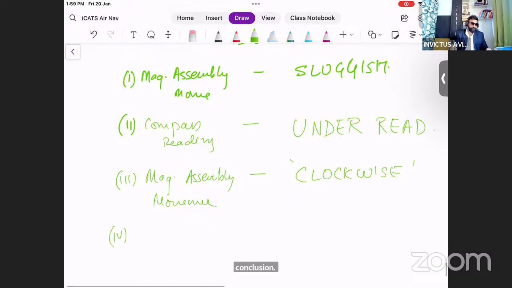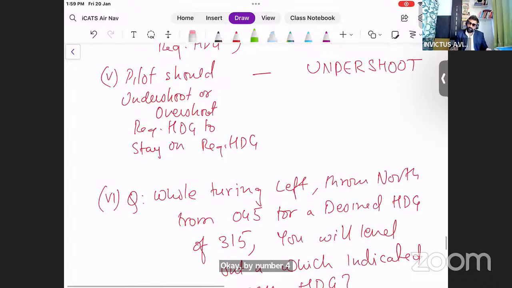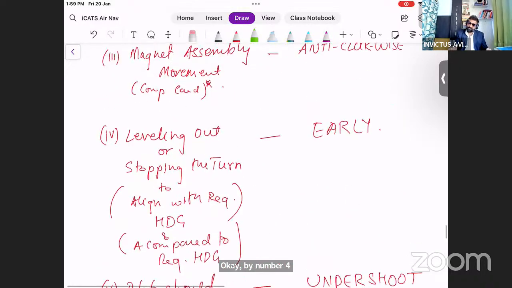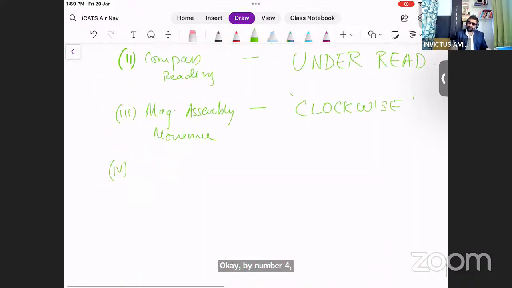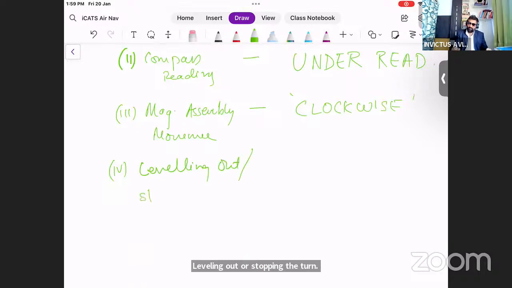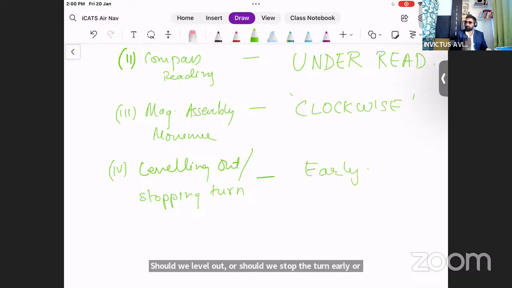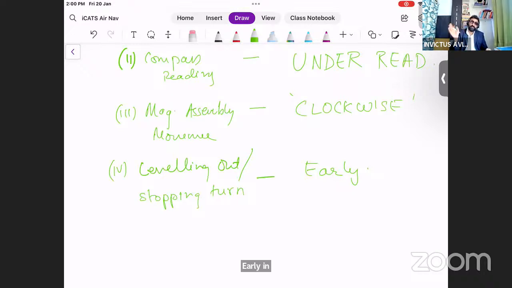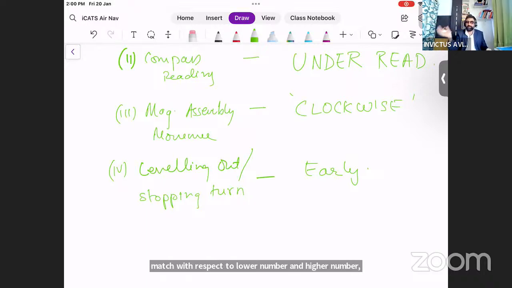Point number 4. Leveling out or stopping the turn. Should we level out or should we stop the turn early or should we stop the turn late? Early. In this case, students, the number scheme will match with respect to lower number and higher number because you're going clockwise. Right hand turn.